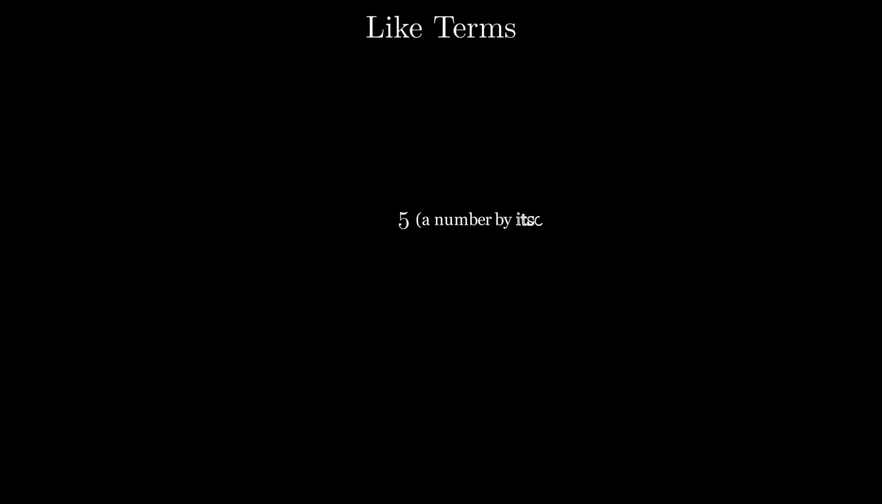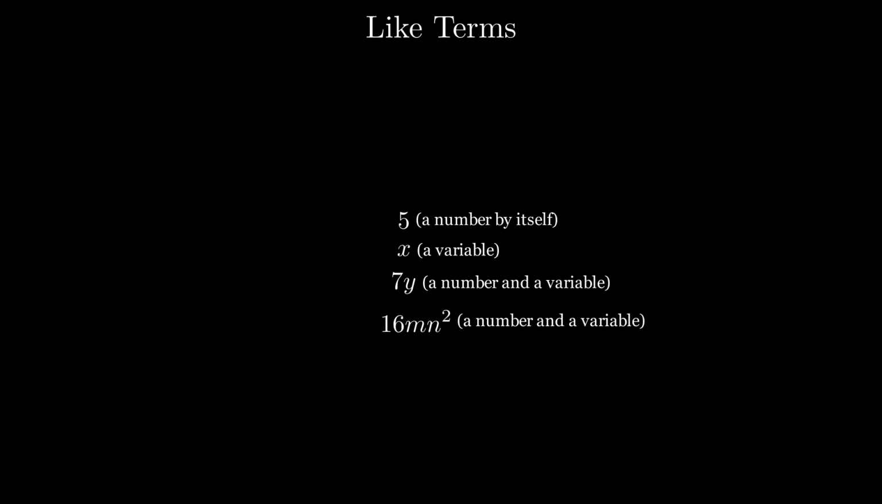5 is a term which is a number by itself and also a constant. Next we have x, which is a term and also a variable. It can be any number or value that we do not know yet. Moving further, we have 7y, which is 7 times y, a term with a number and a variable. And finally, we have 16mn squared, which means 16 times m times n times n. This term includes a number and multiple variables.